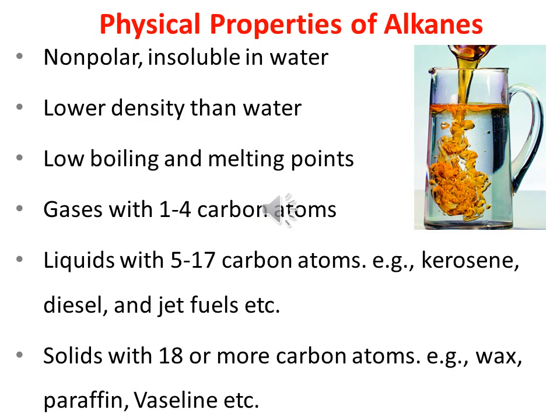Gases have 1 to 4 carbon atoms. All those alkanes that have 1 to 4 carbon atoms exist in the form of gases. Those alkanes that have 5 to 17 carbon atoms, like kerosene, diesel and jet fuels, exist in the form of liquids. All alkanes that have more than 18 carbons exist as solids, for example wax, paraffin and vaseline, etc.